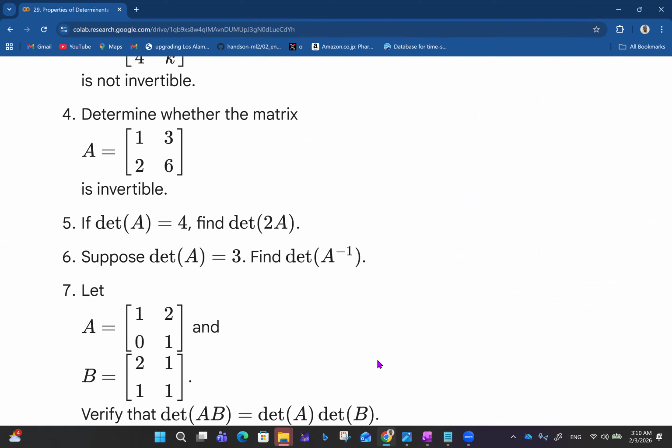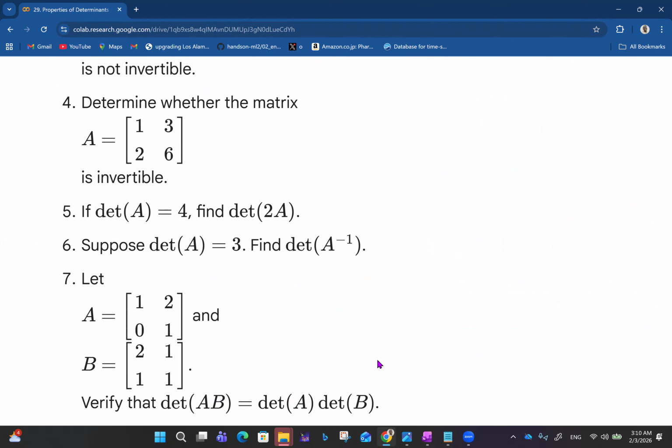So 4, 2, 6, 3 now, or maybe 4, 2, 8, 4, 7. Tell me whether the matrix is invertible. Of course, this is not invertible because 6 minus 6 is 0. If determinant A is 4, find determinant 2A. Determinant 2A will just be 2 times 4. That's 8 because you just multiply. Suppose determinant A is 3. Find determinant A inverse. It's just 1 over 3, all right? Because the determinant of A inverse is 1 over the determinant of A.